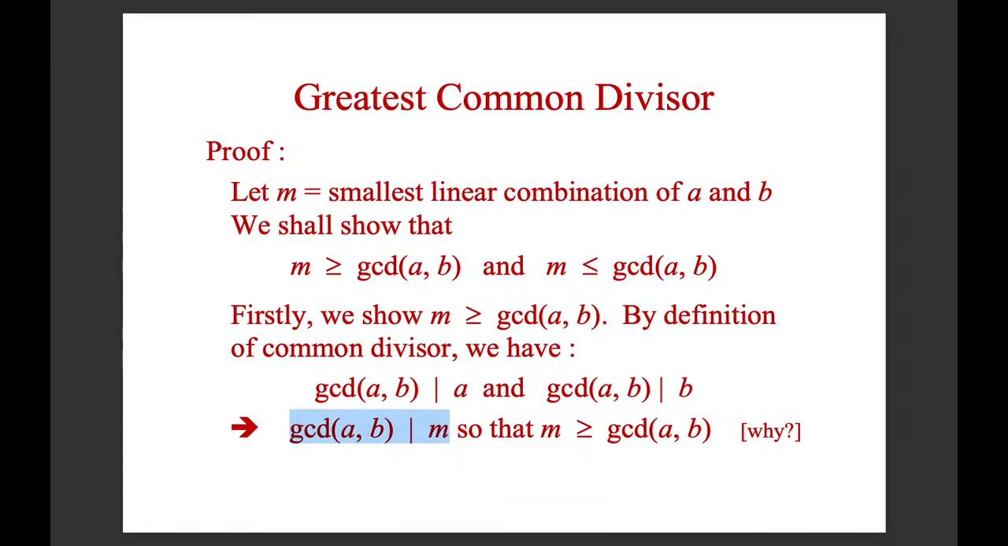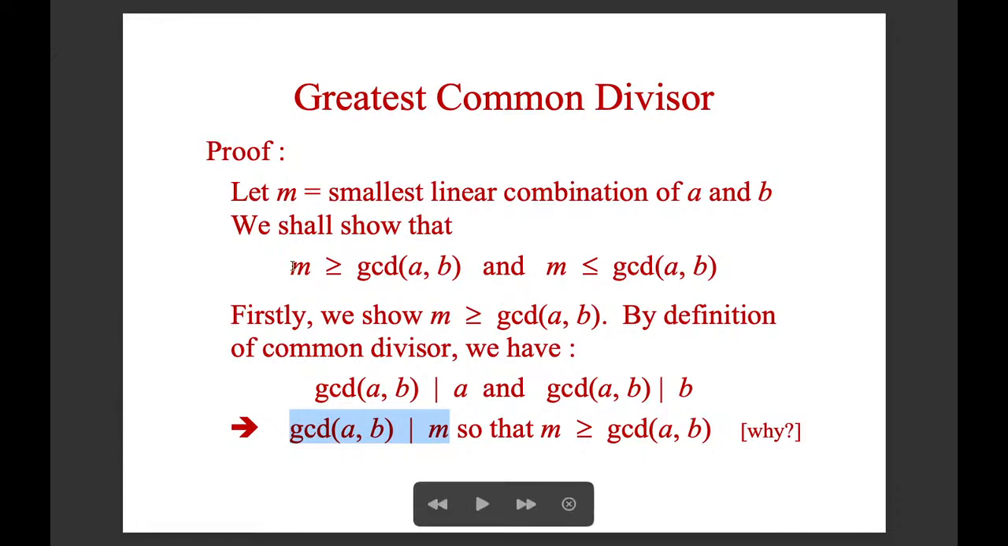Is that okay? Now if GCD of A, B divides m and both of them are positive, it means that GCD of A, B multiplied with some constant k greater than or equal to 1 will be equal to m. So in that case, m must be greater than or equal to GCD of A, B. The smallest possible value of GCD multiplied with something greater than or equal to 1 is GCD of A, B. So that's why m is always greater than or equal to GCD of A, B.